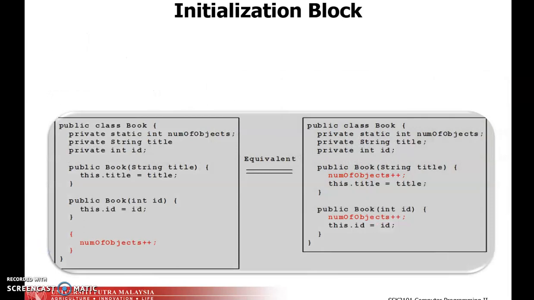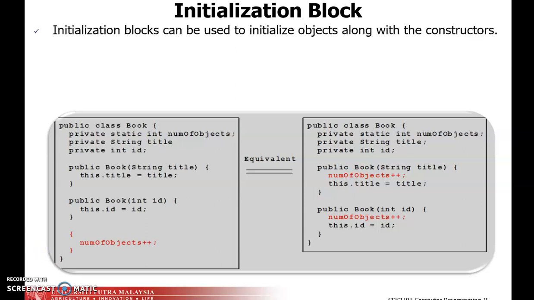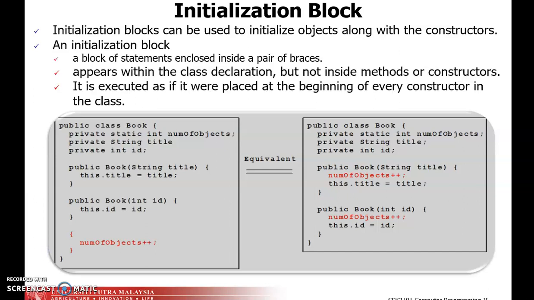Okay guys, we have reached the final topic in the polymorphism chapter, which is the initialization block. Okay, so what is an initialization block? It is a specific feature that can be used to initialize an object along with the constructor. It is a body of statements enclosed inside a pair of braces or curly brackets. An initialization block appears within the class declaration but not inside any method or constructor. The initialization block will be executed as if it were placed at the beginning of every constructor in the class.